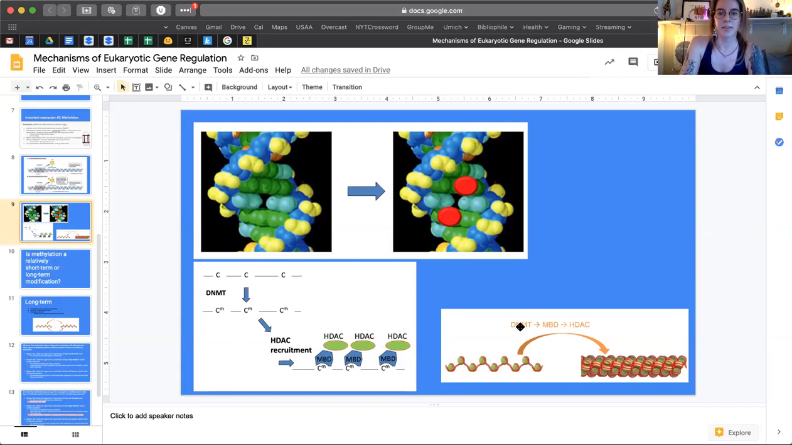So we can think of it in terms of the DNMT enzyme will change the major groove, which will change the recruitment, which will change the shape. So that's kind of how it works.